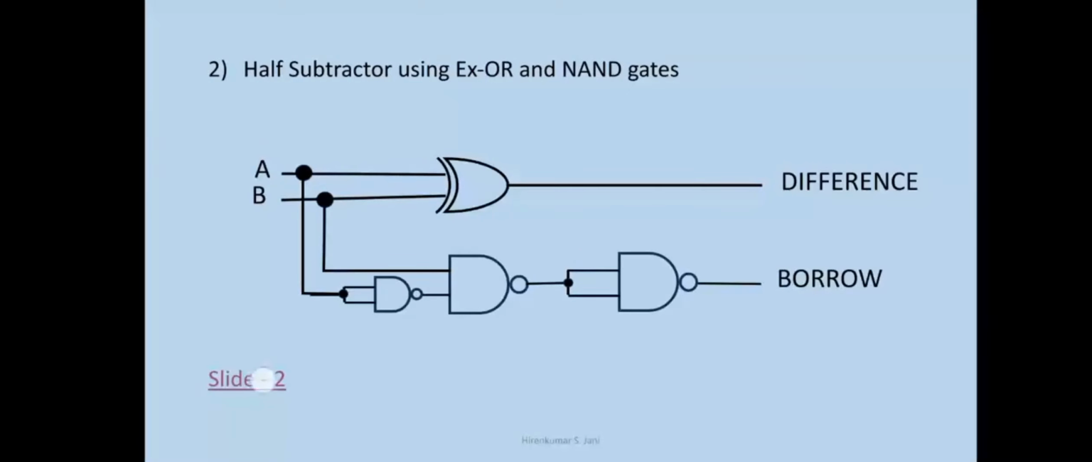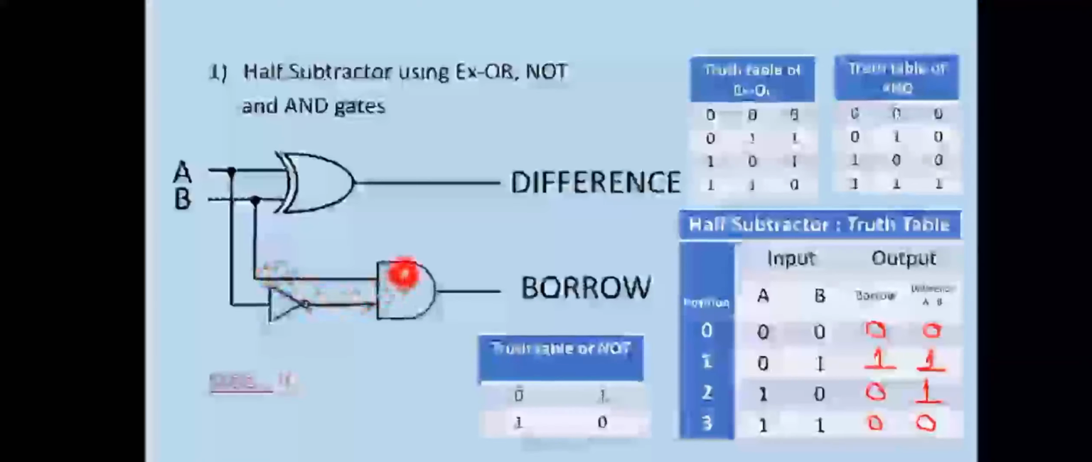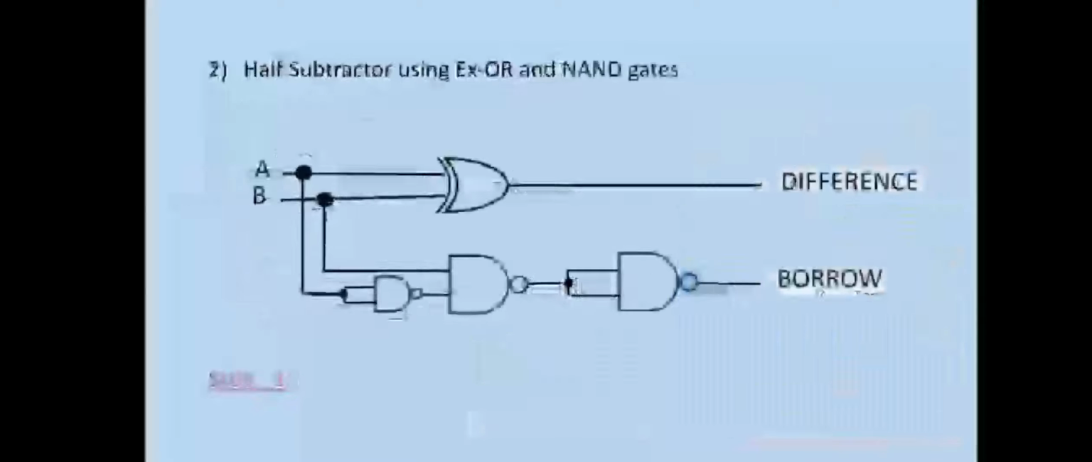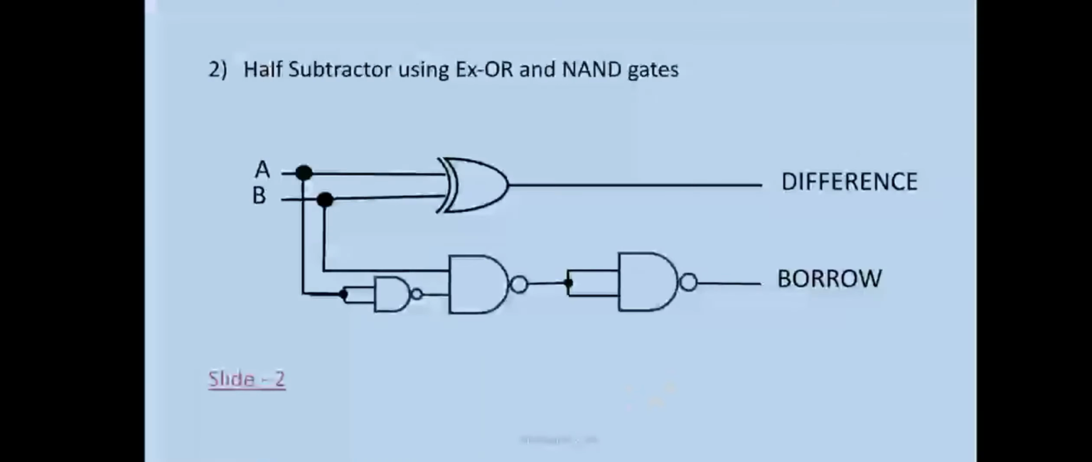So, the circuit is just like this, which can be constructed by using XOR and NAND gates in this manner. So, we have completed the half subtractor.